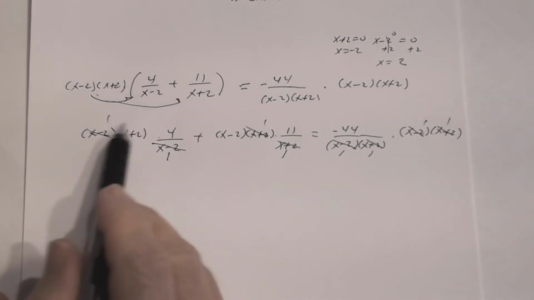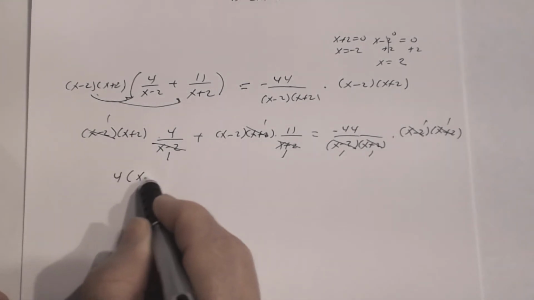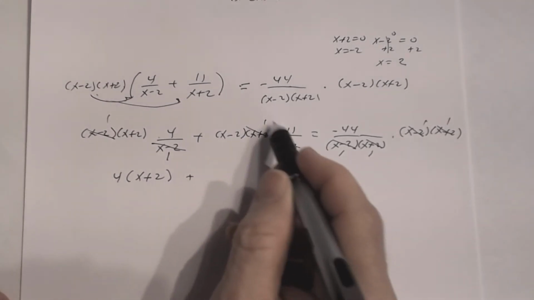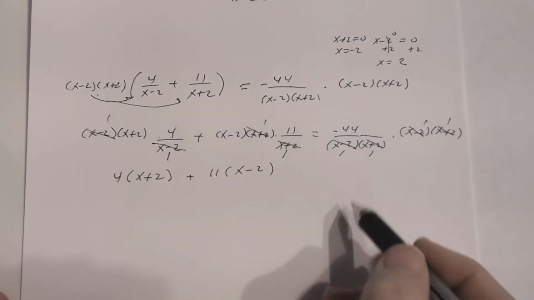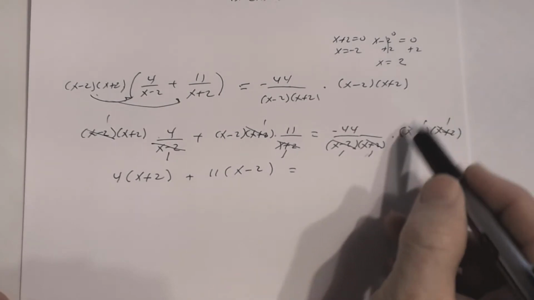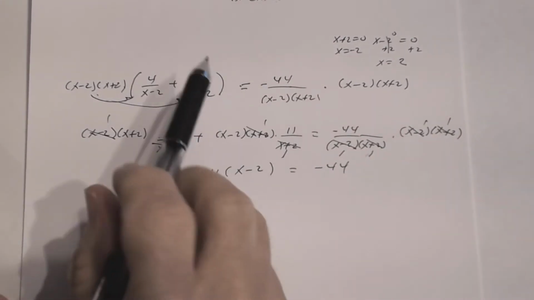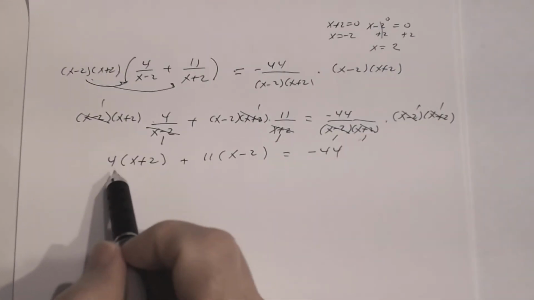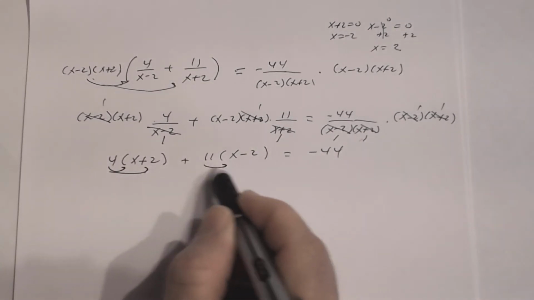So write it out. So 1 times x plus 2 times 4 is, at this point, 4 times (x plus 2). Okay, plus, same thing here, x minus 2 times 1 times 11 is 11 times (x minus 2). Write it out. Equal, this is negative 44 times 1, which is negative 44. So that's where I'm at. Now notice I went from a rational equation to a linear equation.